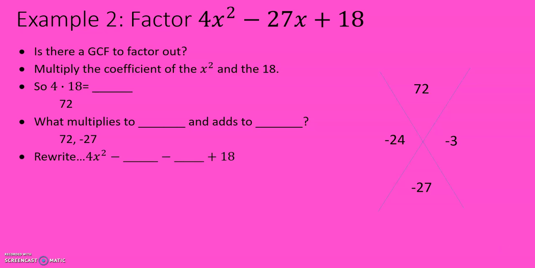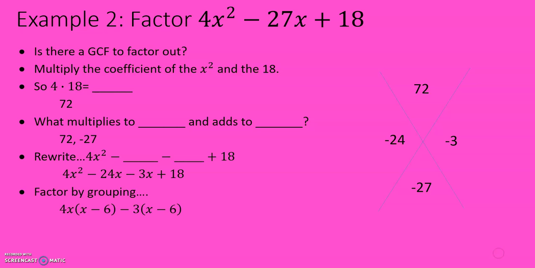Rewrite 4x squared minus 24x minus 3x plus 18. Factor the first 2 and then factor the second 2. 4x times x minus 6 minus 3 times x minus 6. It's 4x minus 3 times x minus 6.